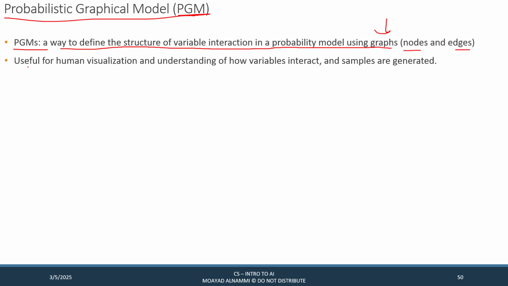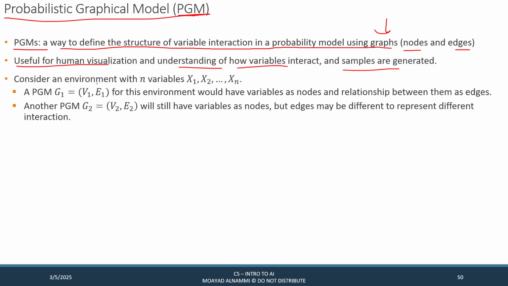These probabilistic graphical models are useful for human visualization and understanding, so that you can visually see how the variables interact with each other and how samples are generated. So consider an environment with n variables. We just label them x1 to xn. You could have a probabilistic graphical model that is represented by a graph G1 with vertices and edges. The vertices represent the variables, and the edges represent the relationship or the interaction among the variables.